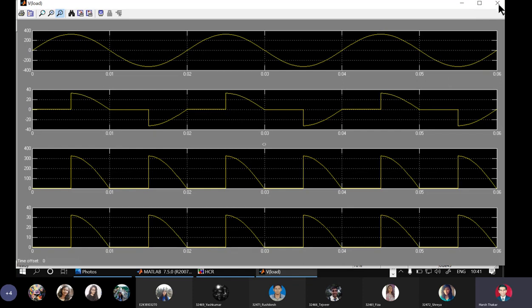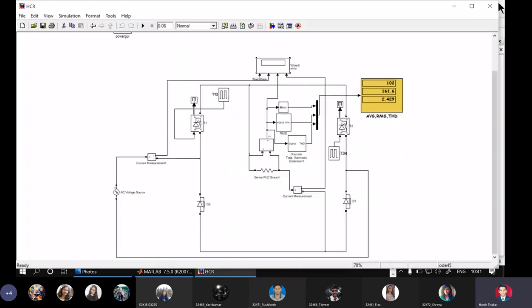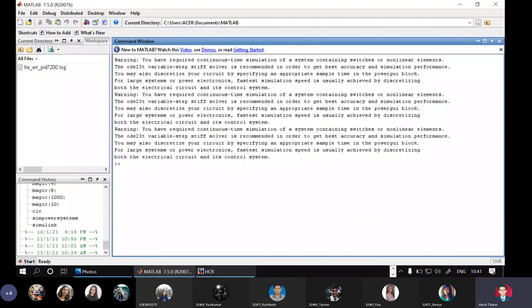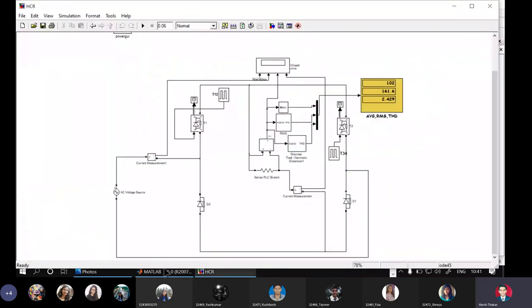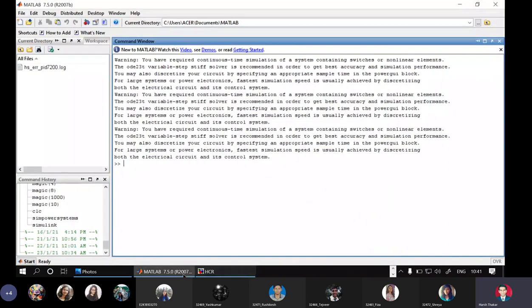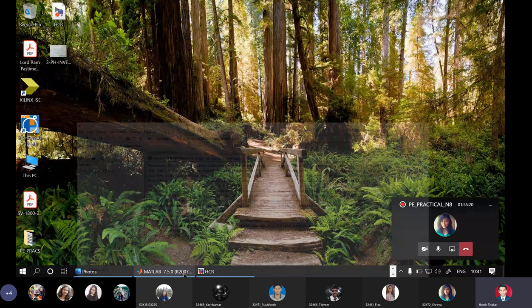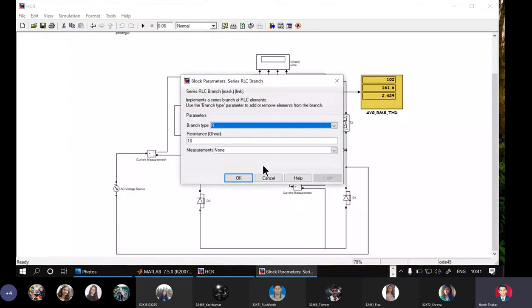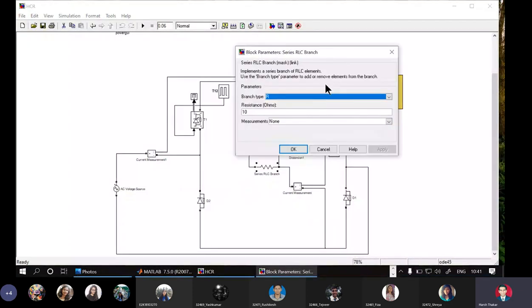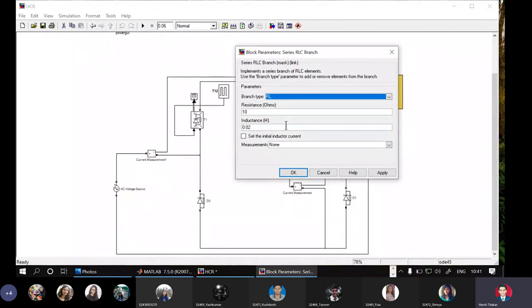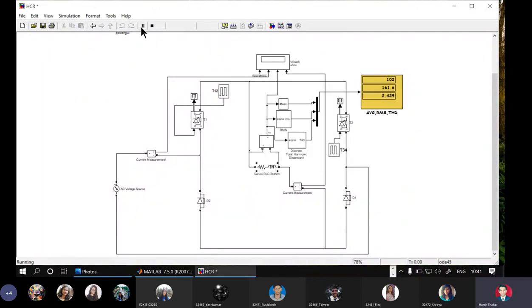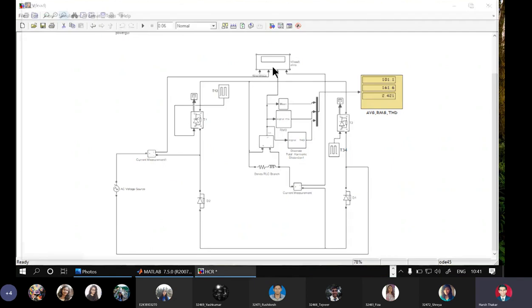So this is a very nice way. Now if I add an inductance here by double clicking this, I don't know why it is not double clicking. So I will change the load from R to RL and I will give some inductance. I will say apply and OK. I will say simulate and we can immediately see there is a change.